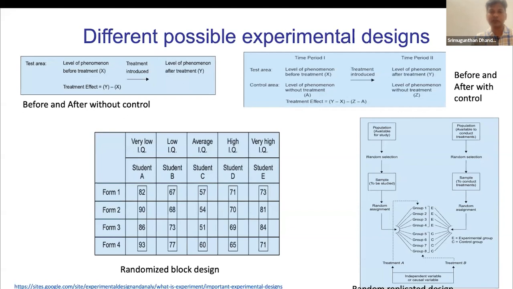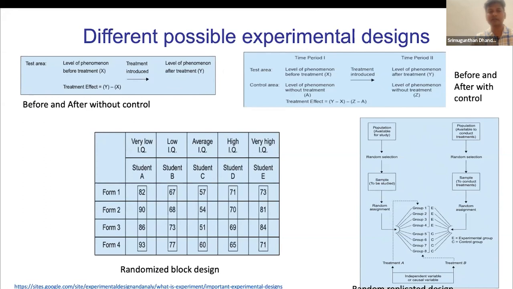The first one is a very simple one where you have a before and after. You apply a treatment: before applying the treatment, you do a study and observe the effect, and then after applying the treatment, you observe the effect. In this before and after design, there is no separate control group. This is one simple design. This kind of design is also used in some scenarios; quasi-experimental studies follow this kind of design.